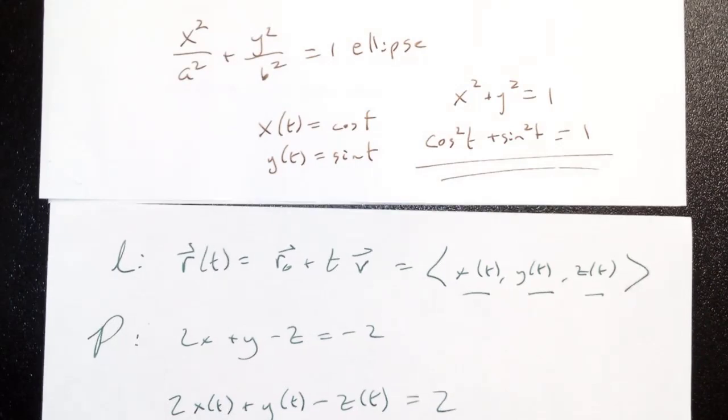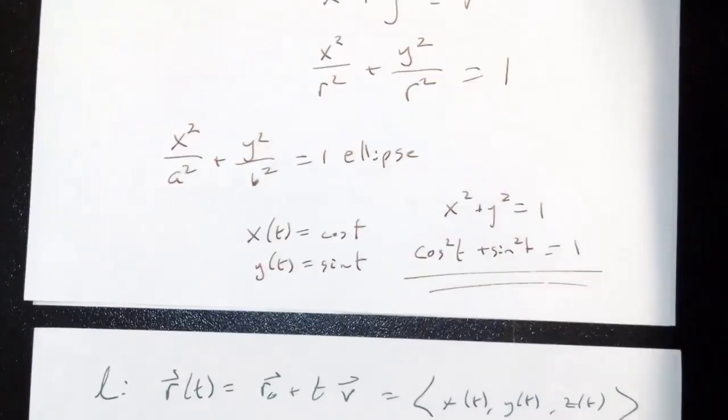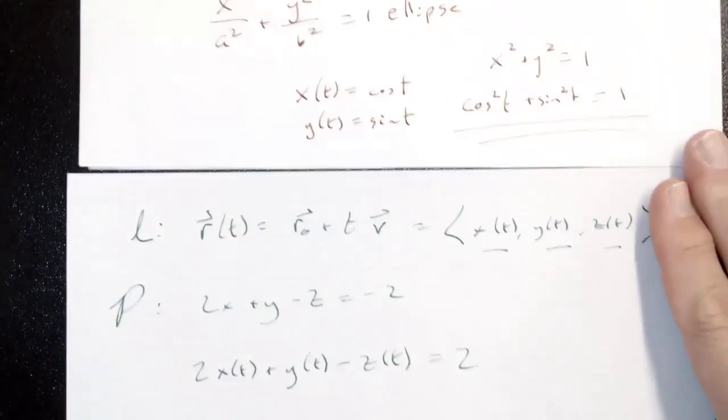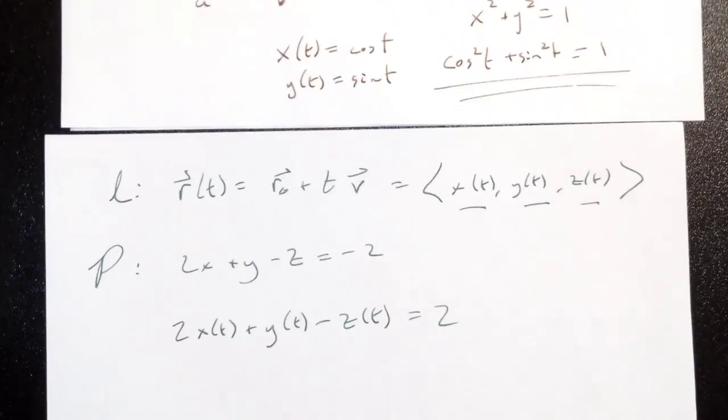Once you know the value of t, you can then tell me what x value, y value, and z value make this true. And then you know that spot is where the line you built goes through the plane you have. You find the t value, you then use the t value to find the x, y, and z point.